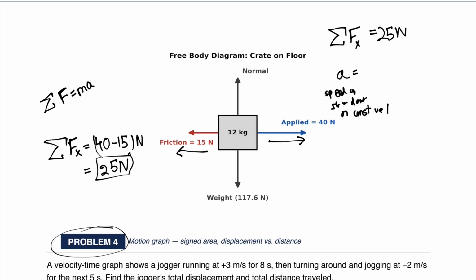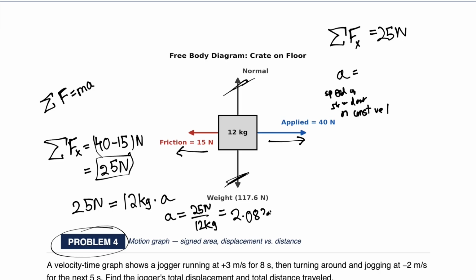Acceleration is going to be, so we have net force x, right? And it's only going to accelerate in the x direction because the normal and the weight cancel out. So net force x is equal to net force total. 25 newtons is equal to mass times acceleration, so 12 kg times a. a is equal to 25 newtons over 12 kg, or approximately 2.083 meters per second squared.